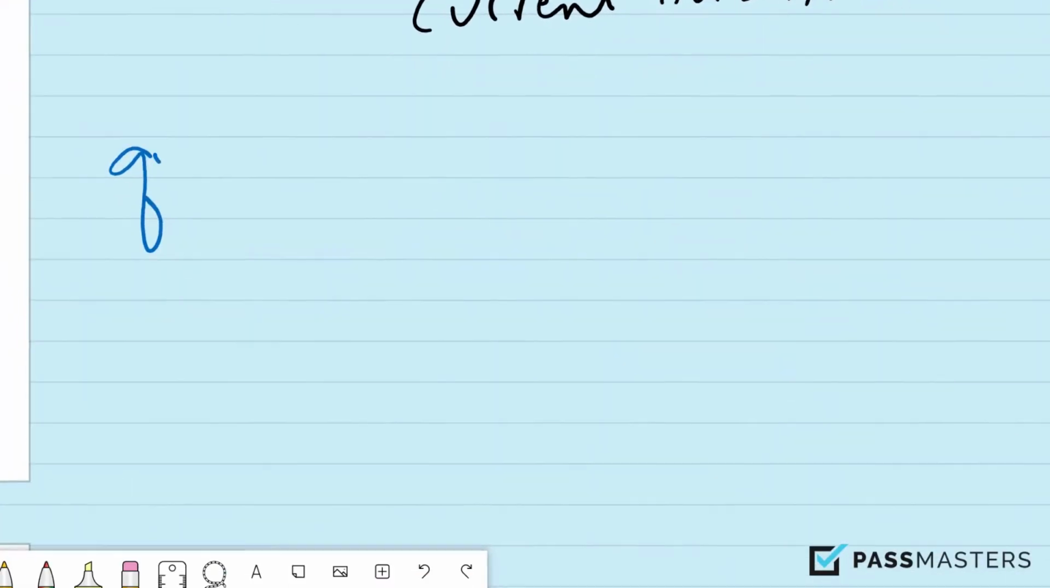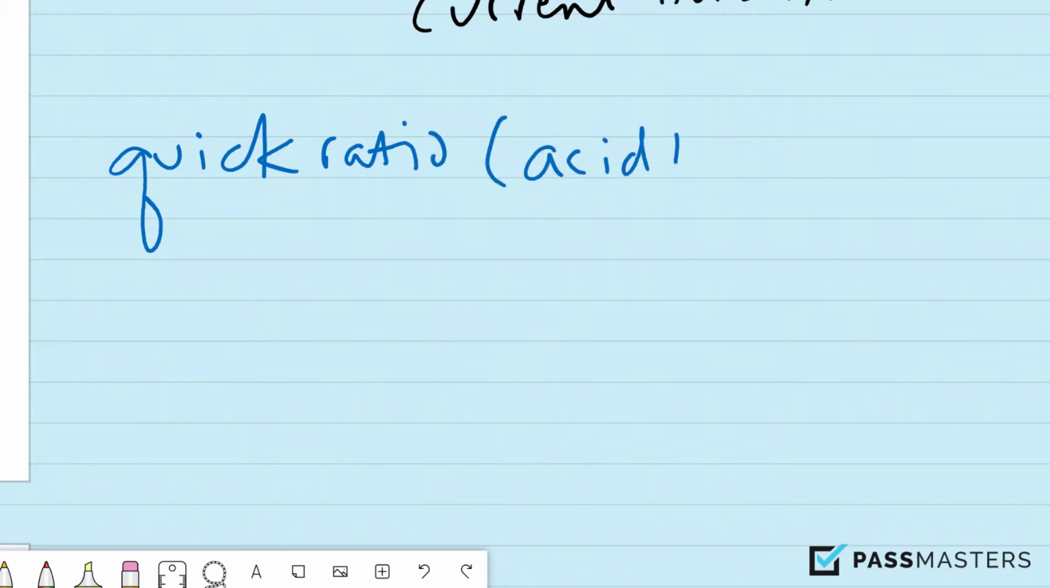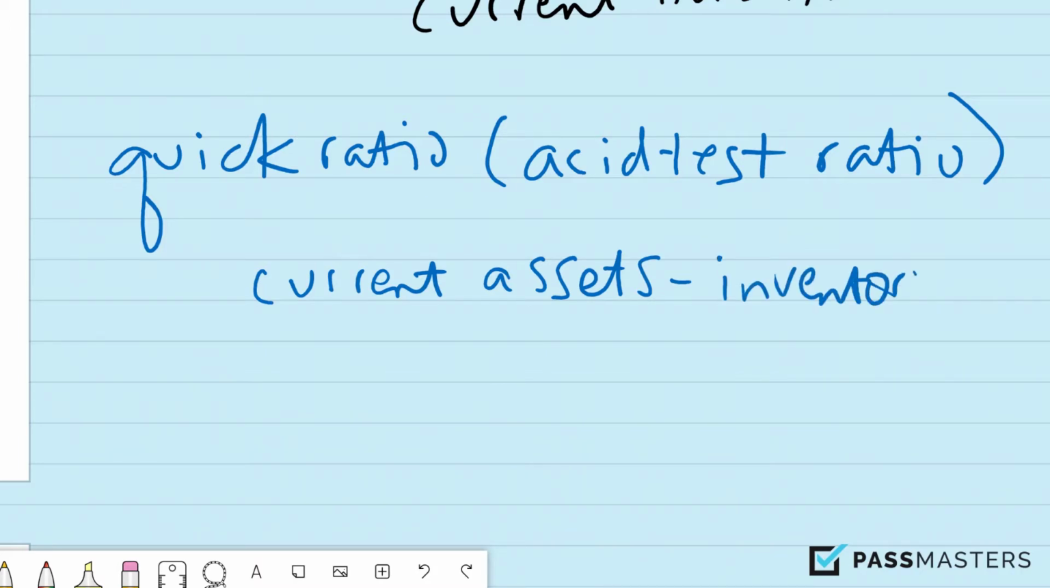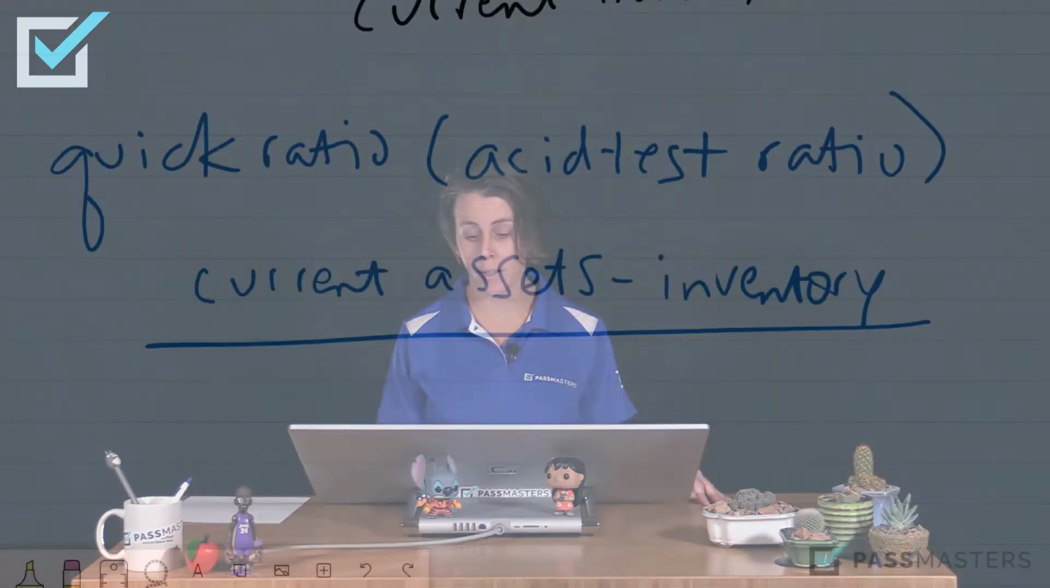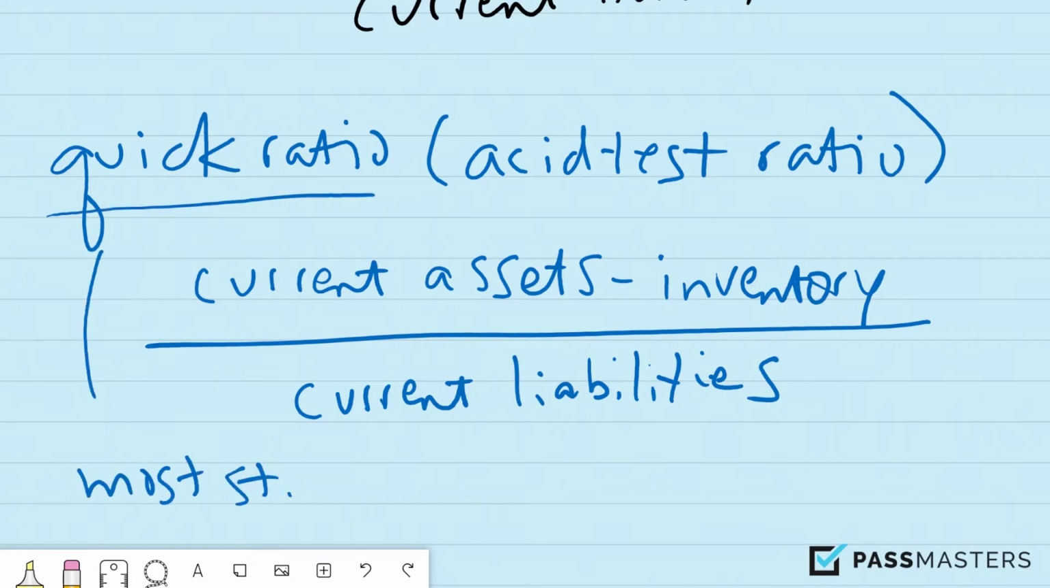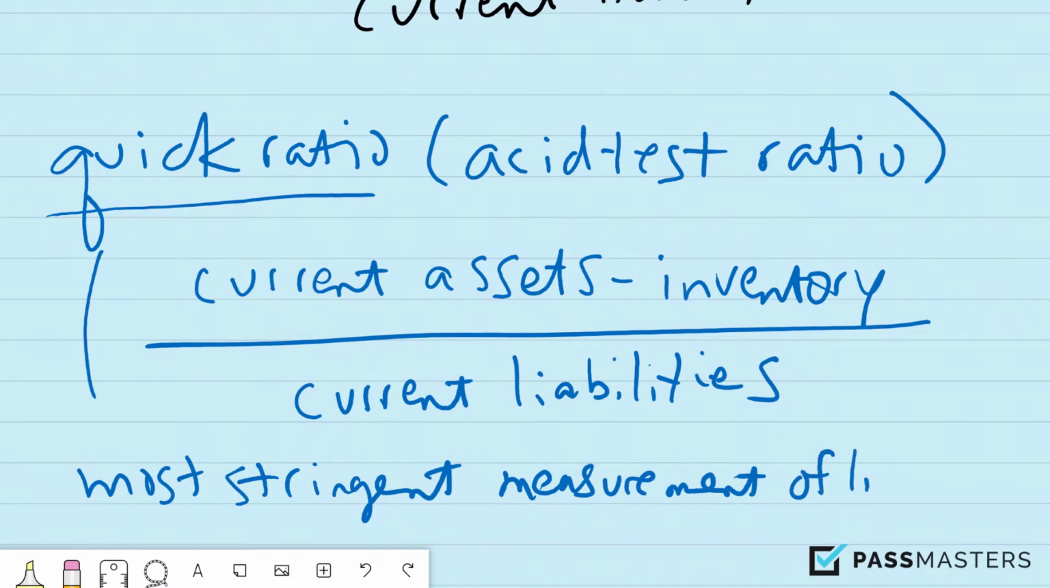The quick ratio is also called the acid test ratio. So feel comfortable with either term. It's similar to the current ratio. You start off with current assets, but out of current assets, you're going to subtract the company's inventory. The reason behind that is the inventory doesn't always sell as quickly as the company would like, thus the term quick ratio. So current assets minus inventory divided by current liabilities gives you the company's quick ratio. It is the most stringent measurement of liquidity. The quick ratio.